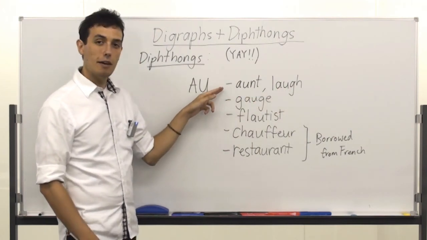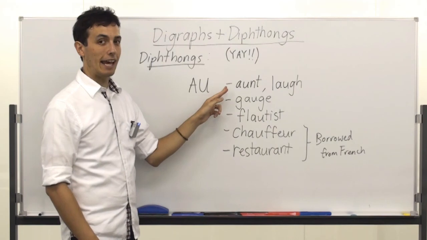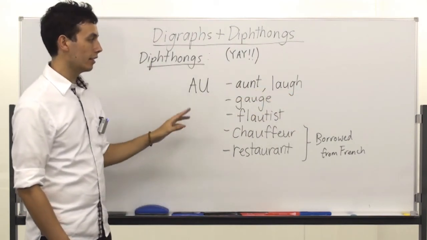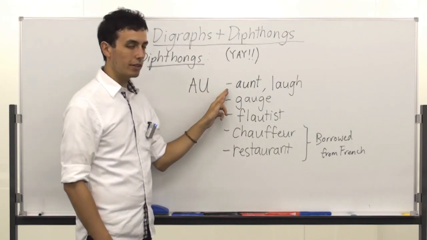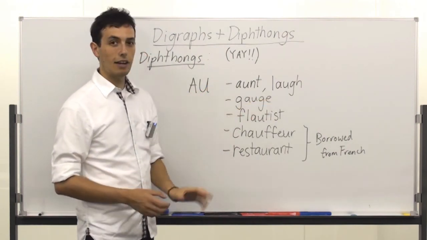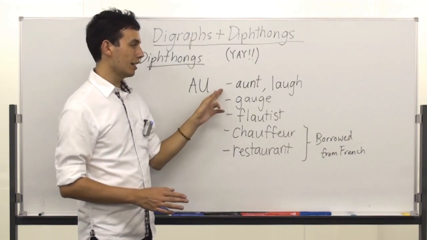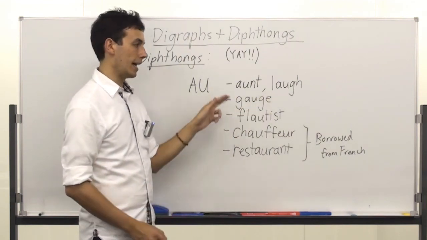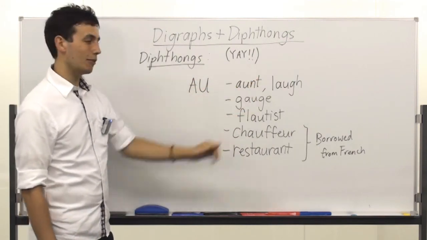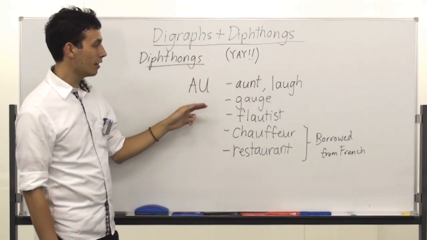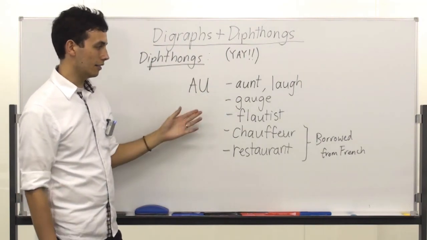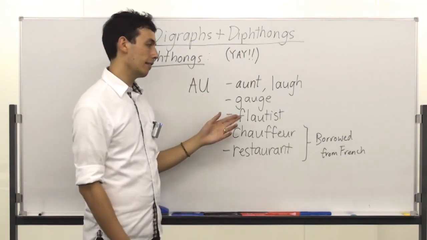For AU, we have aunt and laugh. Now, in America, these are pronounced as ant and laugh. No matter which way you say them, these 2 are pronounced the same. You're not going to say, my aunt laughed or my aunt laughed. So they're always the same pronunciation. So that's the R sound, aunt, laugh, or aunt, laugh.